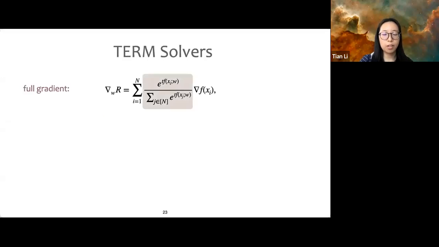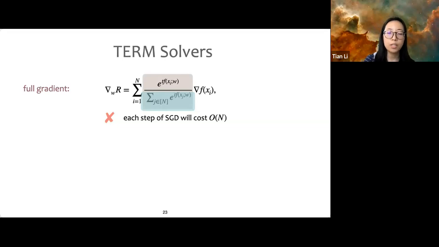And then we see that the weights are exponentially proportional to the loss values. But if we want to run TERM in the stochastic setting, so if we want to run SGD, for example, on this TERM objective, in order to get some unbiased gradients, we need to estimate the denominator of the weights, which will involve evaluating all the losses for each sample. So each step of SGD will cost O(N), where N is the total number of samples. And this is too expensive.